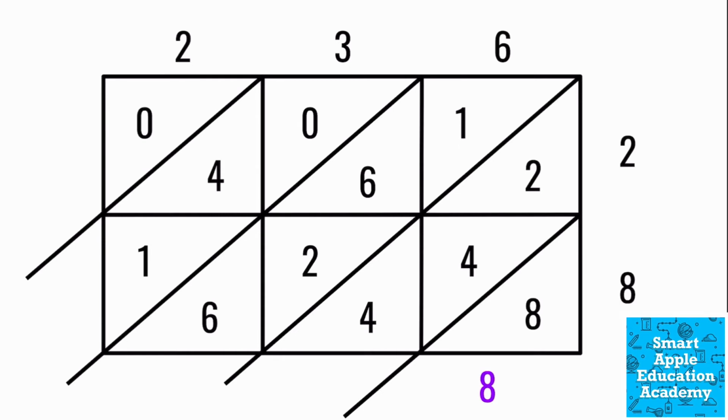Let's move on to the next diagonal where we have the numbers 2, 4, and 4. Let's add those numbers together. What is 2 plus 4? 2 plus 4 is 6, and what is 6 plus 4? 6 plus 4 is 10. So we're going to put a 0 down here, and we're going to carry the 1.